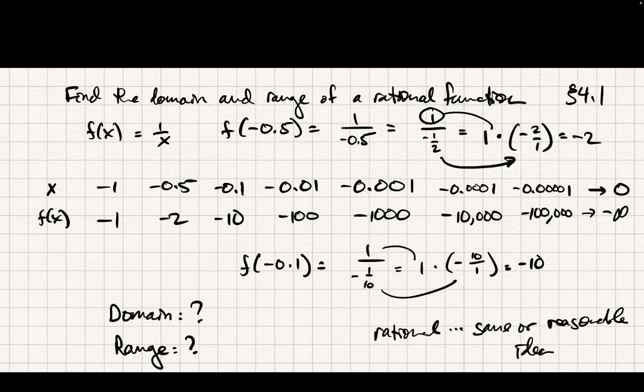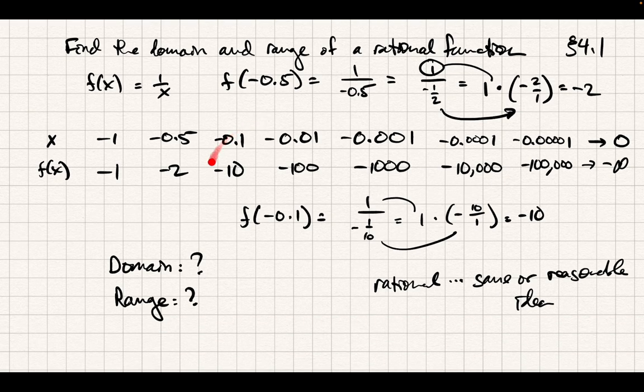All right, last time we were talking about finding the domain and range of a rational function. There we go. So one meaning of rational is sane or reasonable. This is not what we're talking about. So what is rational as relates to a function, Sydney? What does rational mean for a function?